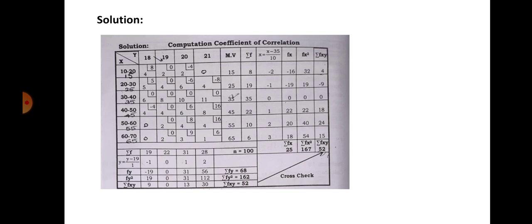2 into 0 into 3, which is 0. Next, 3 into 3 into 1, which is 9. Next, 1 into 2 into 3, which is 6. Therefore, it is 15. Addition. Similarly, column sum of this one is the last fxy column. What is that? 8 plus 5, which is 13, minus 4 is 9.